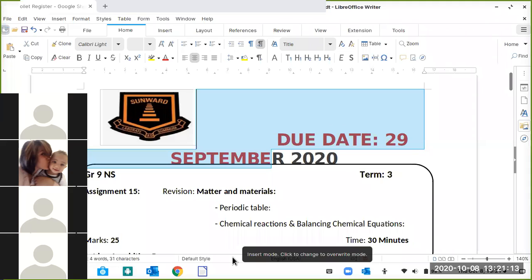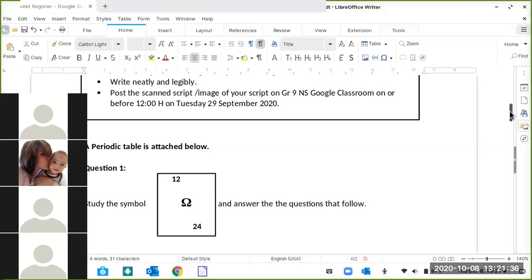So there are so many challenges on drawing the atomic structure. Now, we are going to deal with that as we answer the questions on assignment number 15. Now, if you check question one, we are given a symbol, right? From that symbol, it is a symbol that is in the periodic table, right?